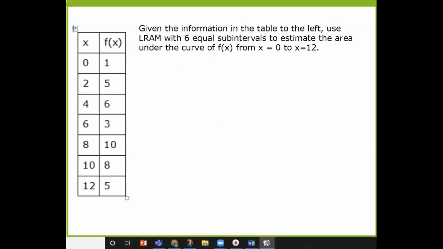Using that same table, we're changing our ideas. So now it's still 6 subintervals. It's a left Riemann sum. So my delta x is the same. But now we're choosing the left sides of the rectangles.